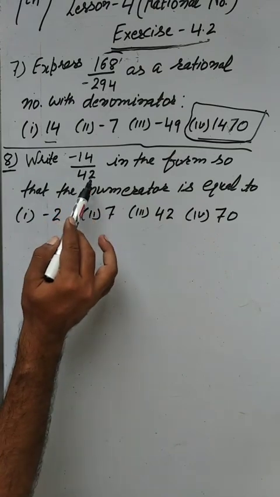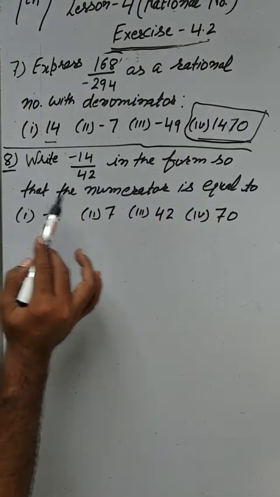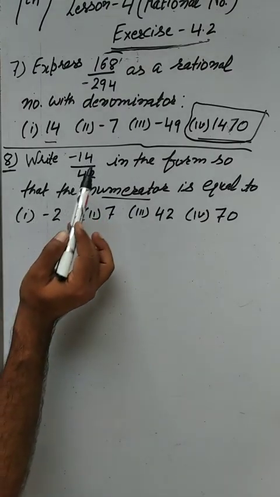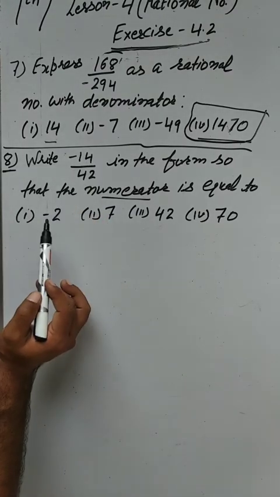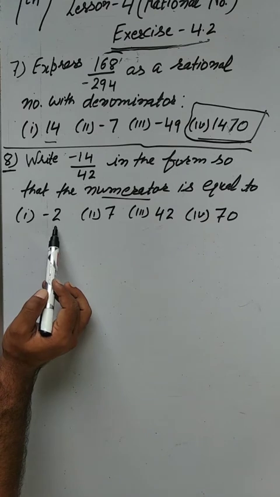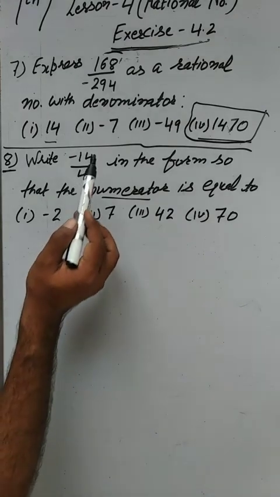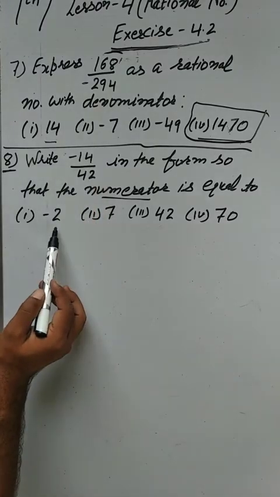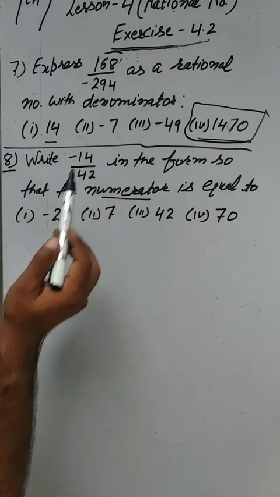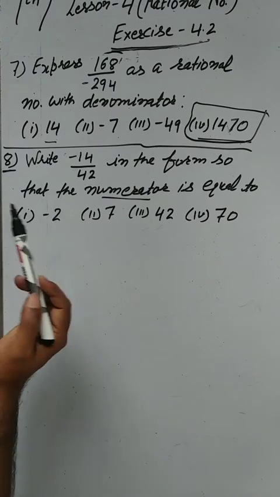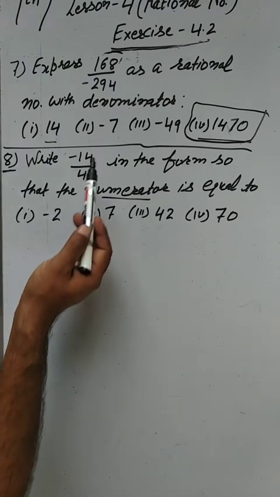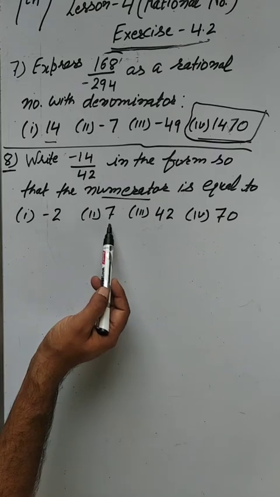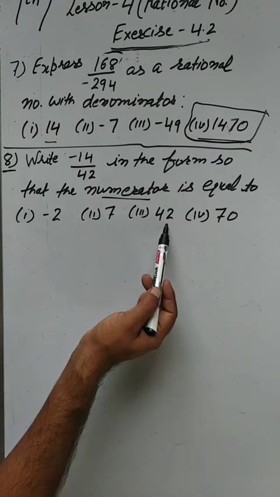Write minus 14 upon 42 in the form so that the numerator is equal to minus 2. Here the numerator is minus 14. I want to change it into minus 2. The numerator is greatest here, and I want to change it into the smallest. So with what number do you have to divide 14 so that it will be changed into 2? And here it is 7, and here is 42.